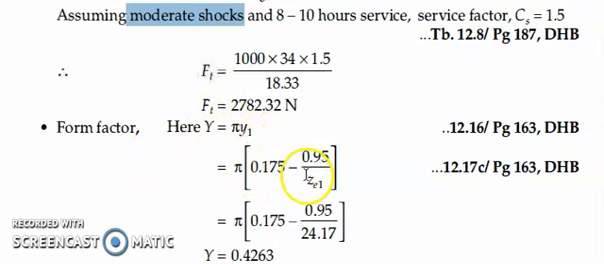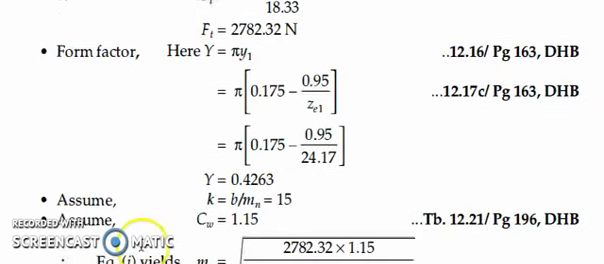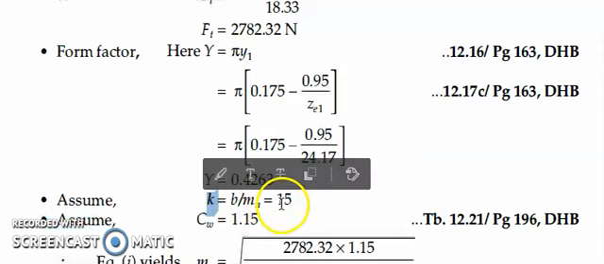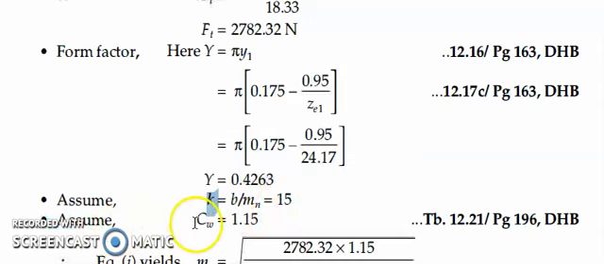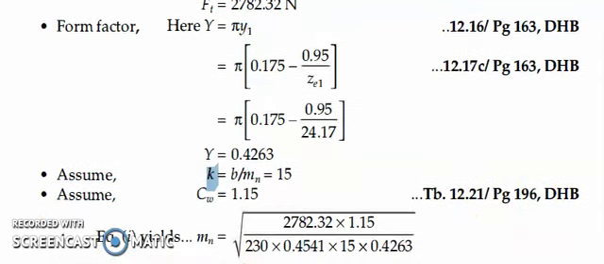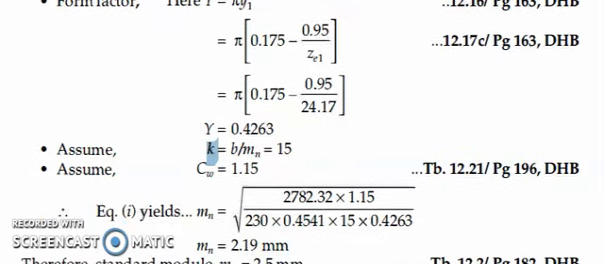Then next we can calculate the form factor Y, that is equal to pi into Y1. Y1 we can take for a stub system, that is equal to 0.175 minus 0.95 divided by ZE1. Using this equation we can find the value of Y. Then we can assume that the value K for a helical gear is 15, and Cw is assumed as 1.15. We can take this value from table 12.21. After that, using these values we can find the value of module, that is Mn is equal to 2.19.